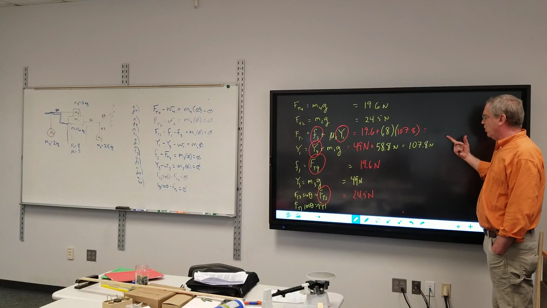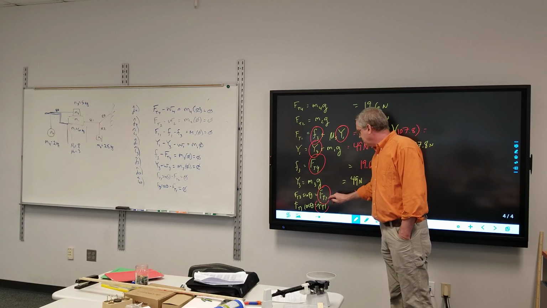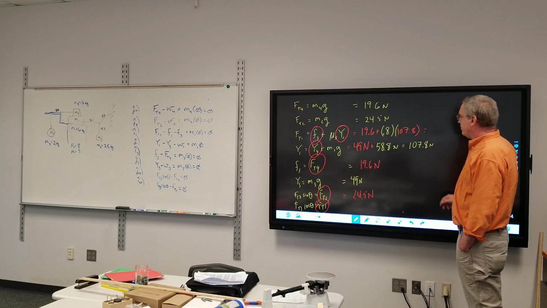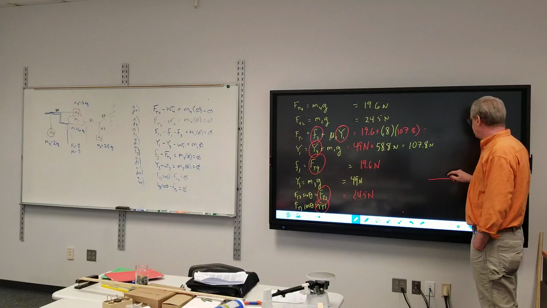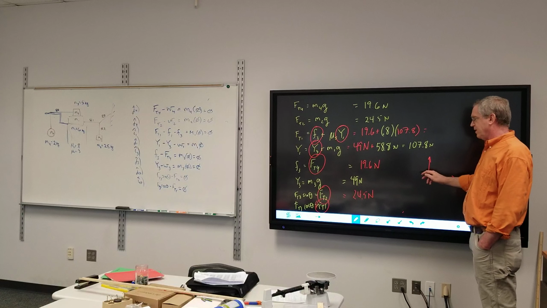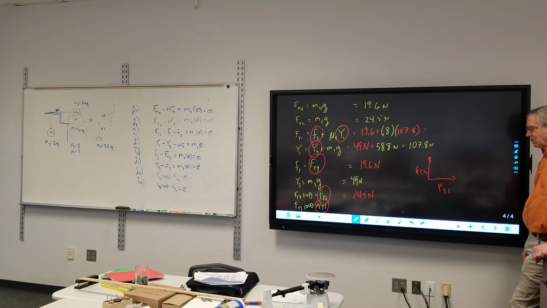So you come up with FT1. Once you have FT1, you now have FT3 cosine theta. In other words, you have the two components of the tension. This is FT3 sine theta or FT2, this is FT1. And it's just a matter of, well, it's like converting from rectangular to polar coordinates.